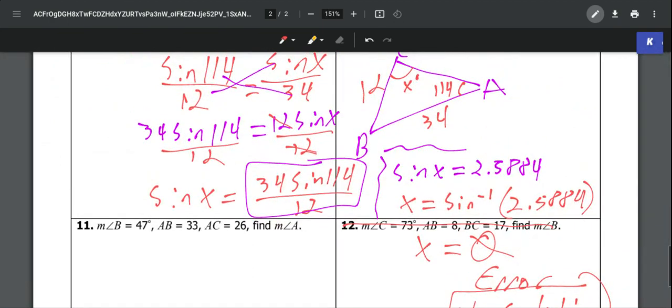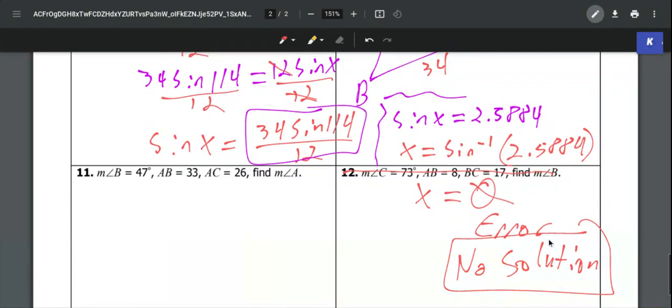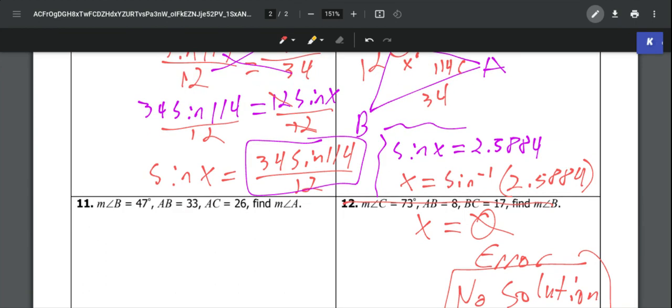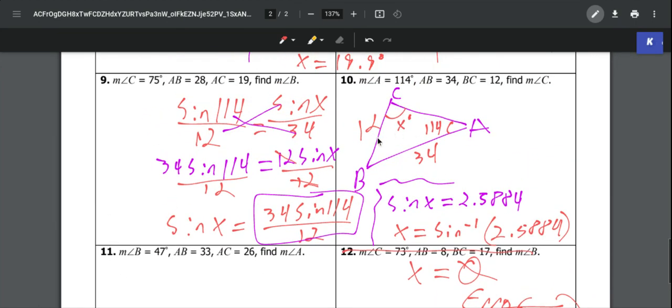So when you plug that into your calculator, you'll get an error or something like that. Make sure that if that's popping up, you didn't do something wrong. But if you double checked it and you didn't do anything wrong, it's no solution. So that's not going to work. This problem here has no solution.